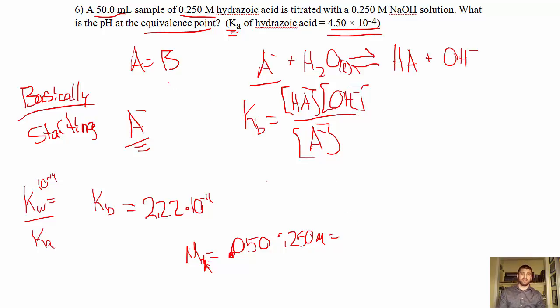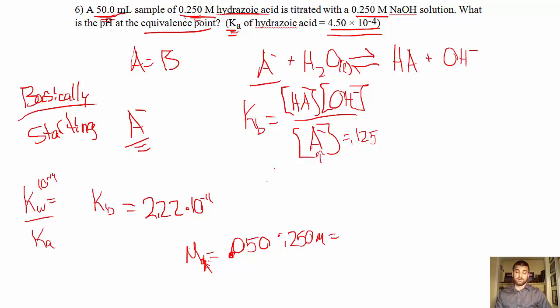Oh, I totally lied. You know what's easy about this? 50 milliliters and, well, same concentration. So I added more. I added 50 milliliters of base to it. So the concentration of the hydrazoic acid is basically cut in half. So I know that the concentration of A minus is going to be equal to 0.125, half of the acid concentration that I started with. All right. So now I got that.